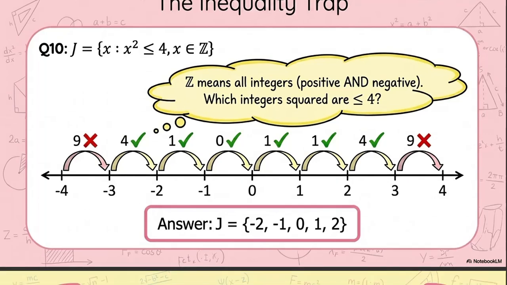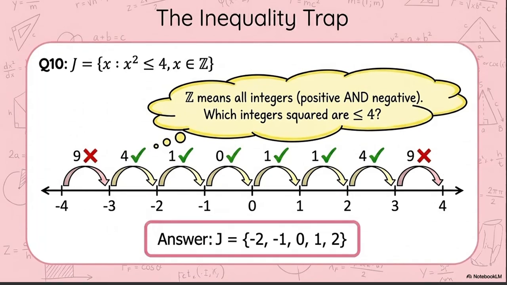Question number 10. X is equal to X such that X square is less than or equal to 4, comma X belongs to Z. Z means integer. So we have to write down all the elements which satisfy this condition, and that number must be an integer, so that the square of that number is less than or equal to 4. Integers are not starting from 0; they include 0, negative as well as positive.